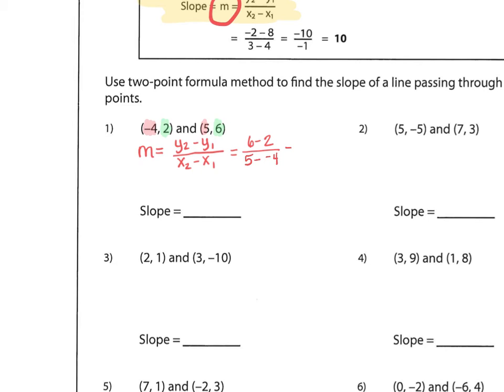So let's simplify. On the top, what is 6 minus 2? 4. On the bottom, what is 5 minus -4? And you can type that in your calculator. 5 minus -4 is 9, and 4/9 is in simplest form. If your slope would be negative, then it would come out negative when we simplify it. In this case, it doesn't. So we know that our slope is positive 4/9.